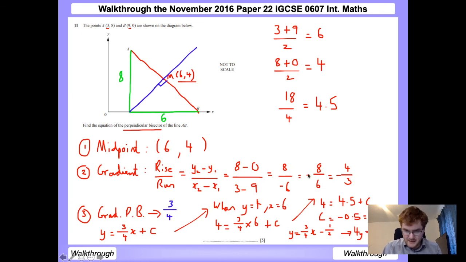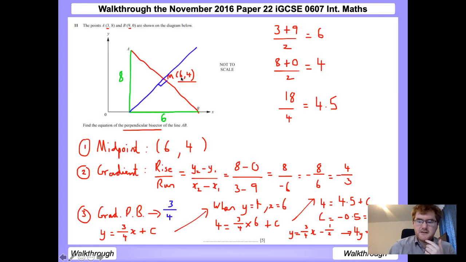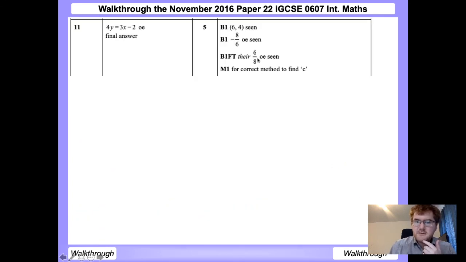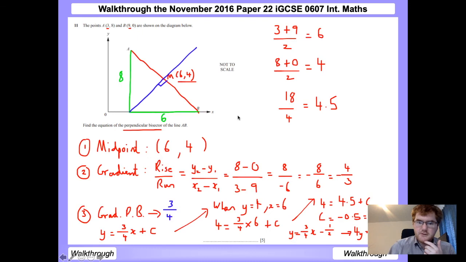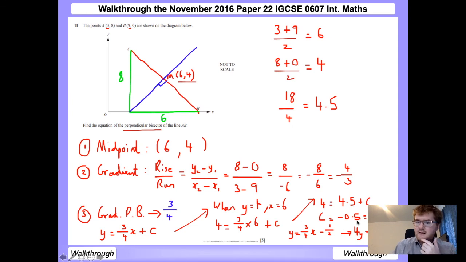It's the same thing. You can see it's 5 marks, there's a lot of work there. Let's see the method marks. 6/4 seen, yes, we wrote 6/4, that's good. Minus 8 over 6 seen, we wrote that as well here. Good, good. Did we see 6 over 8 or 3/4? Yes, we did. And then did the correct method to find c? Well, yes, we did. We worked it out using this formula here. Excellent, that's 5 marks in the bag.